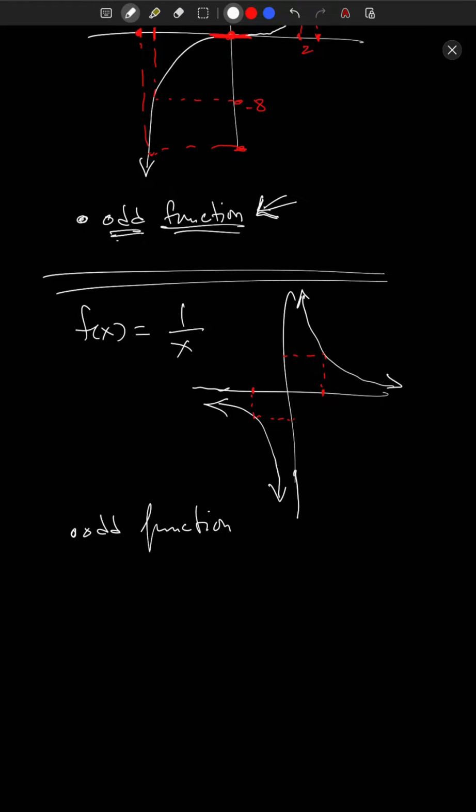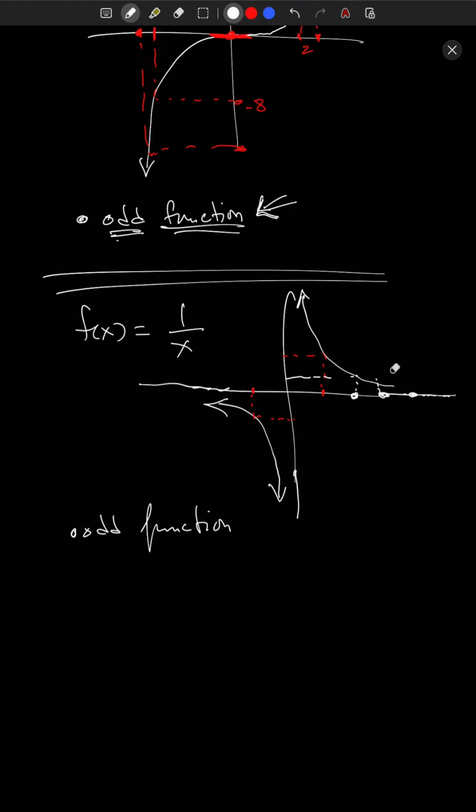This guy also has some other interesting features. As you plug in bigger and bigger inputs, the output gets smaller and smaller. For example, if I plug in 10, I get the output 1 over 10, which is 0.1. If I plug in 100, which is much bigger than 10, I get the output 1 over 100, which is 0.01, which is much smaller than 0.1. So as I plug in numbers to the right of the x-axis, my outputs get smaller and smaller.